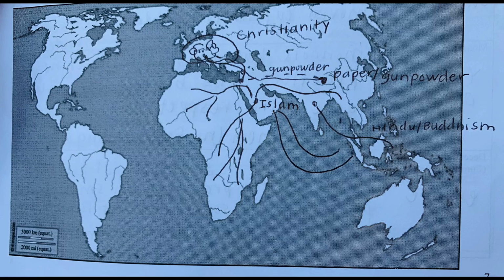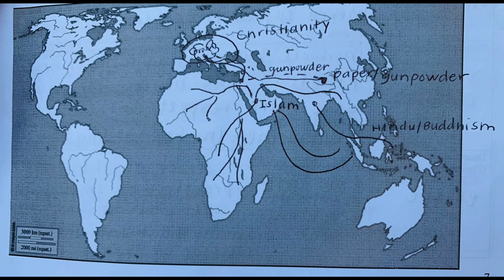Then we have the spread of Islam in sub-Saharan Africa and Asia. That's going to be as the Islamic caliphates expand, and as trade increases in the Indian Ocean trade with Muslim merchants, it's going to start to expand to parts of Southern Africa and parts of Asia as well.